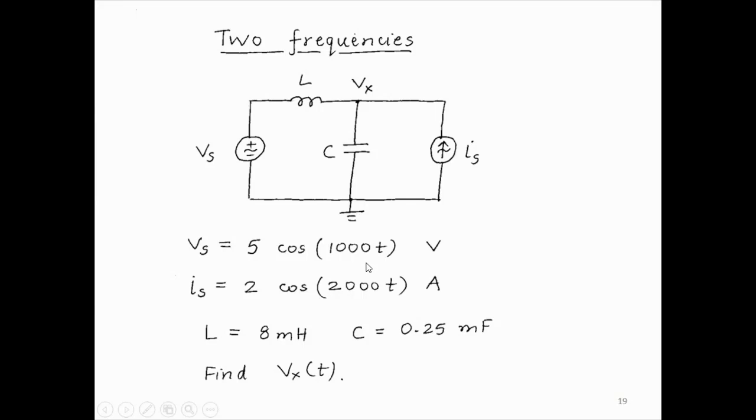Simulators will do what they do, but if I want to solve it on paper, either we have to do superposition or we have to write out the complete differential equation and solve it for the two forcing functions. Okay, so what we do is we use superposition. We'll remove the current source, find Vx for only Vs applied. Then we'll short the Vs and find Vx for only Is applied.